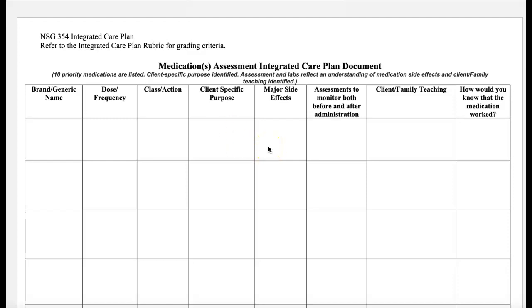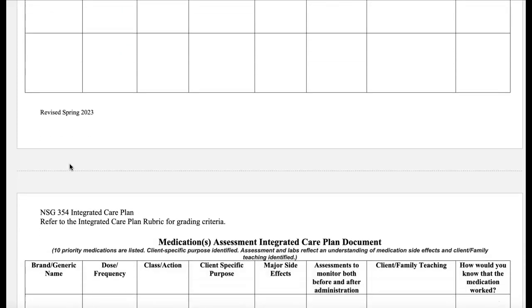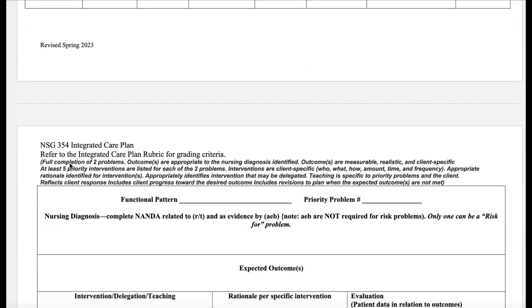When you look at major side effects, again, usually we're looking for 4 or 5 big ones. Sometimes there'll be a little bit more, but don't be writing every single one of those side effects on that. And then, of course, if there's something that you need to monitor before or after, and then client family teaching. And as we've talked about in class, how do we know that medication's worked? So make sure that you have 10 priority medications. So if they're on daily ones, or if they're getting some PRN pretty regularly, those should be the ones that you're putting on there. You can see you have lots of room for that.